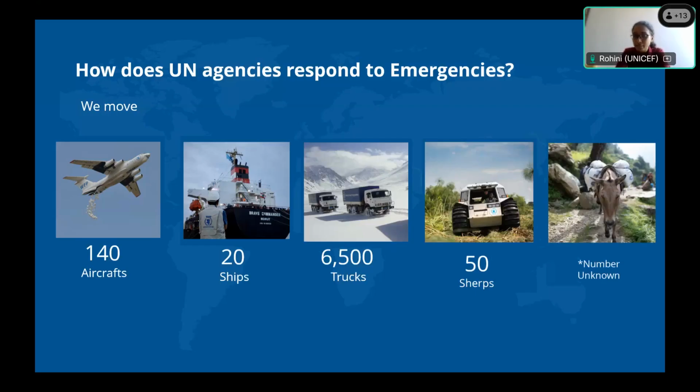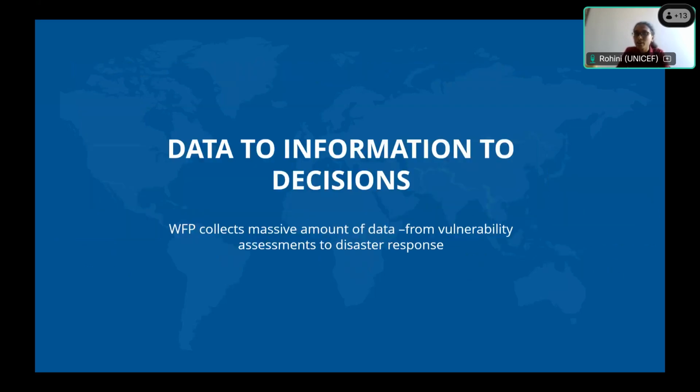If there is anybody in need, the UN works very closely with the host government and strives very hard to get there. But for us, the first important thing is to know where people are. So we have to go from data to information to decisions, and the first step is getting this data. WFP collects a massive amount of data for the whole world, from vulnerability assessments all the way to processing satellite data to understand where an emergency might have happened.